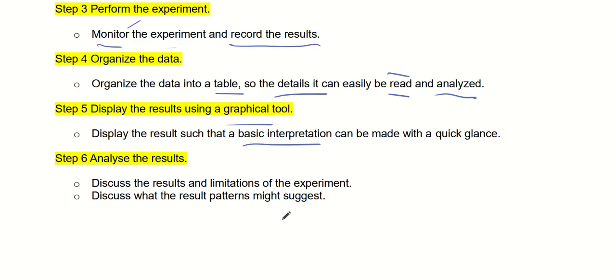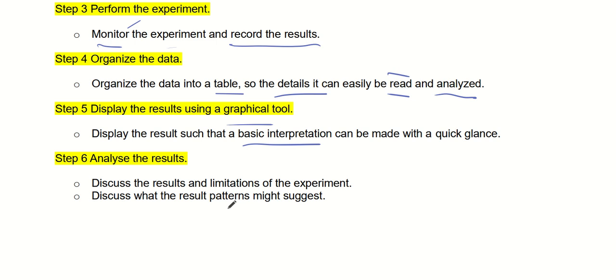And finally, you want to analyze the results. This is where you get to discuss. You try to be unbiased, but you try to discuss the results and the limitations of the experiment. It's important to discuss the limitations of the experiment, or if there are any biases, so that the results and the integrity of the paper would be valid. You want to discuss what patterns you might see and what they might suggest.